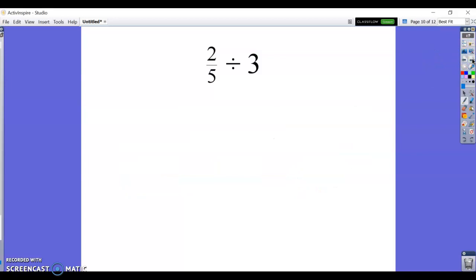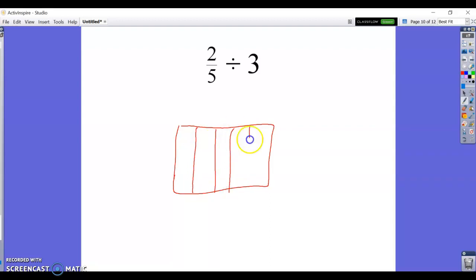So let's practice that a second. So we have 2/5 divided by 3. So I'm going to draw a rectangle. Forgive my lovely drawing. And I'm going to divide it into 5 equal parts. Okay, so 5 equal parts because my denominator is 5. And I'm going to color in 2 of those fifths because that is the fraction that I have. I have 2/5.